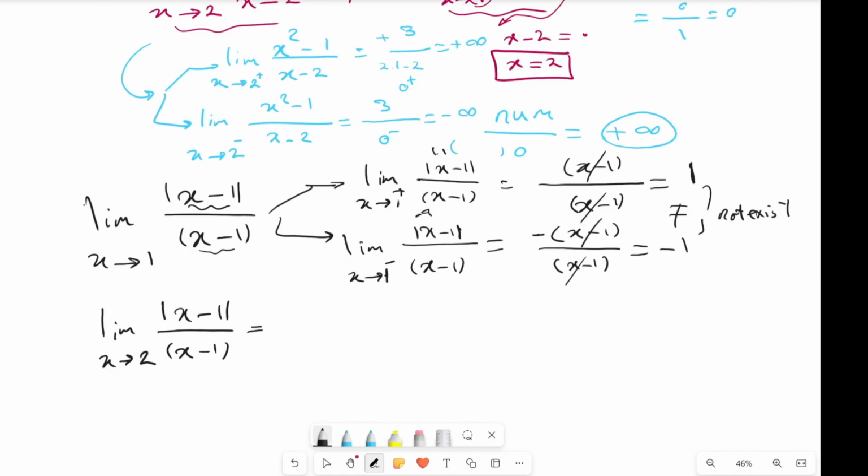But for the other one, the root of the denominator and the root of the absolute value is not 2, and therefore we don't need to split this function. Immediately we can calculate it by just putting this point in the formula, and therefore it is absolute value of 2 minus 1 over 2 minus 1, and the answer is 1 over 1, the answer is 1, and the limit exists.